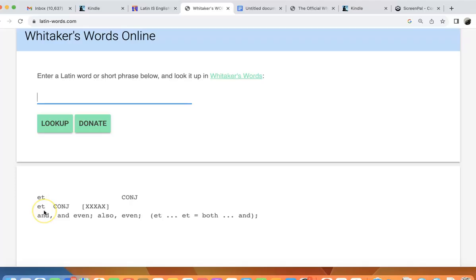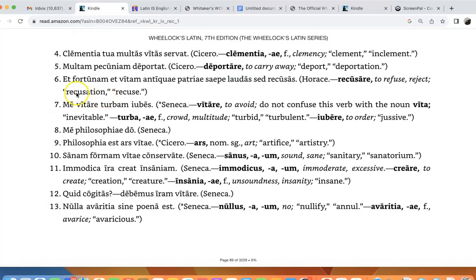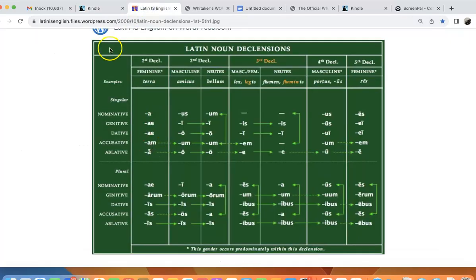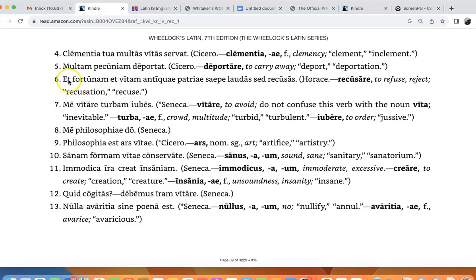Et means and, but as you'll see here, we have et, which means both and. So I remember way back in grade school, we learned both and, either or, neither nor. Same thing in Latin. We have to probably memorize these conjunctive pairings. It's a conjunction. So we go back here, and there's our et. So we know that means both and. But then we have fortunam, vitam, which are both in am, which tells us it is accusative singular. So that's the direct object. So both fortune and life.